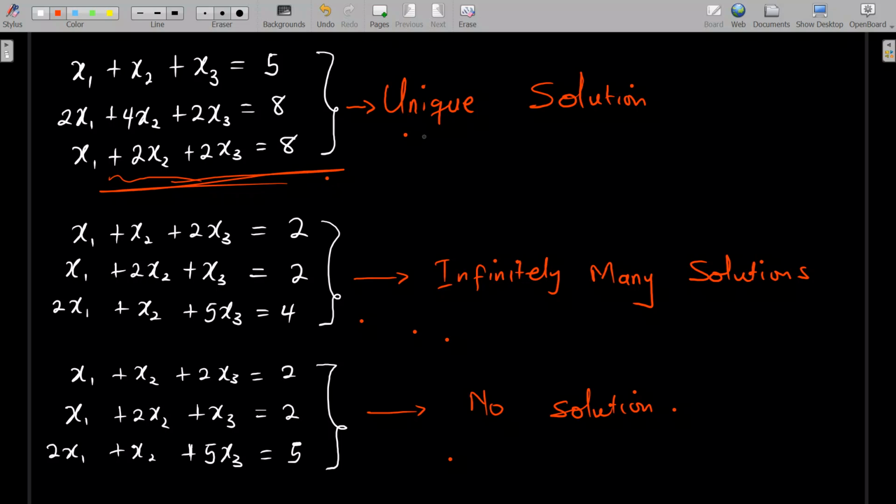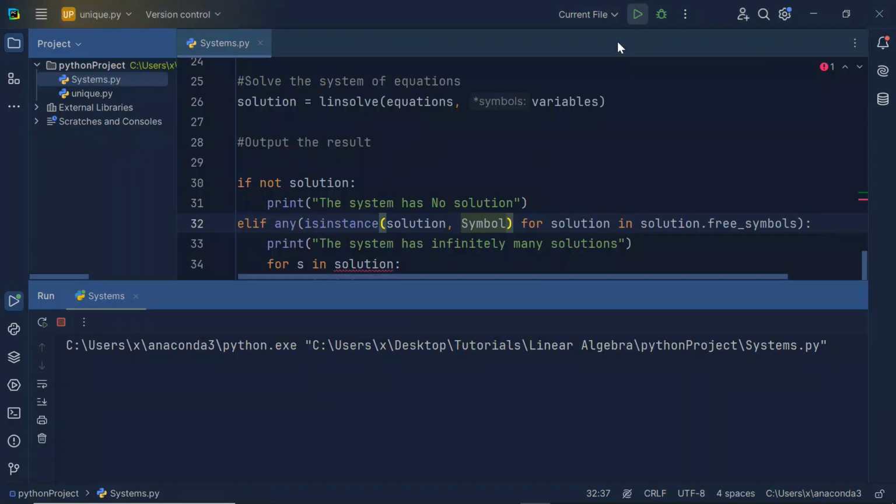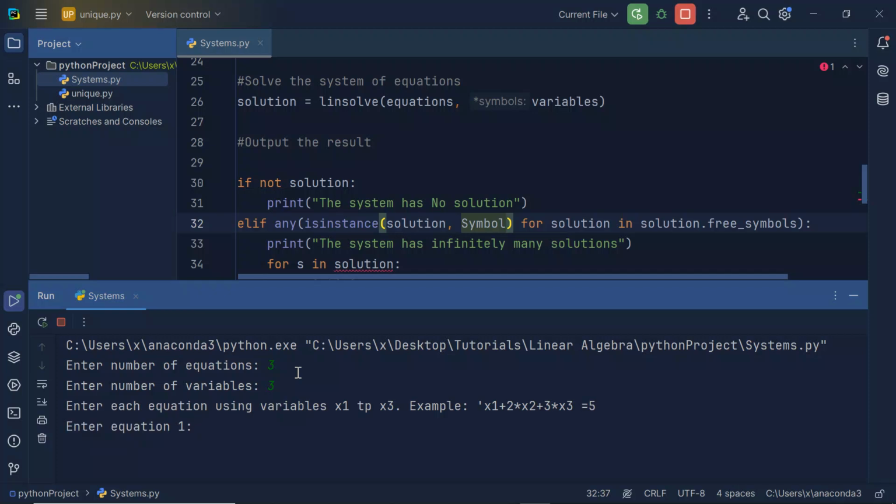So let's see, for the unique solution we have the system to be the one you have up there, x1 plus x2 and then the rest. Okay, so now let's go to running this code. When we run this, we have to enter the number of equations. We have three equations and three variables, x1 to x3. The first equation is 1 times x1, plus 1 times x2 plus 1 times x3 should be equal to 5.